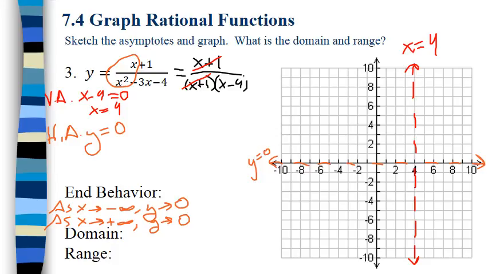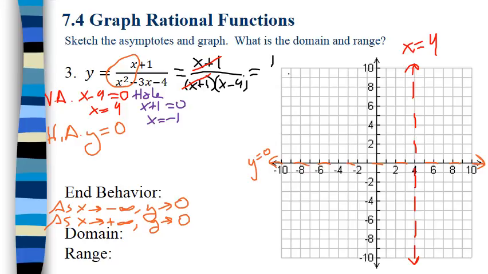Now we need to identify holes. We know that we were able to divide out x plus 1. So we have a hole at x plus 1 equals 0, which means we have a hole at x equals negative 1. But that's not a location. That's just a value for x. We know where on the function. Now we need to know what the value of the function is so that we can draw the hole.